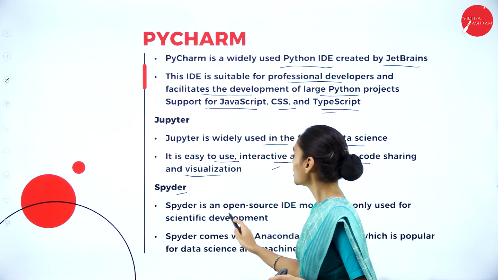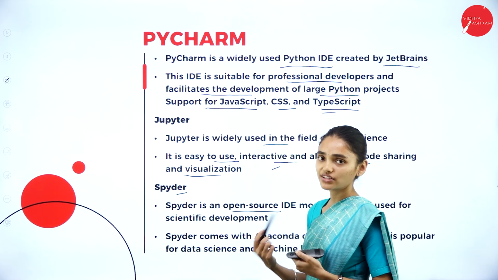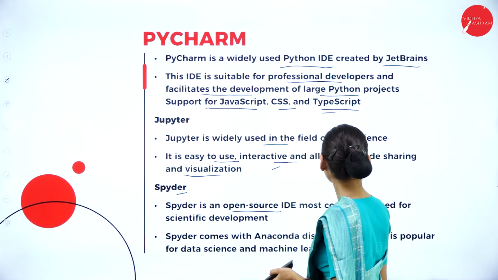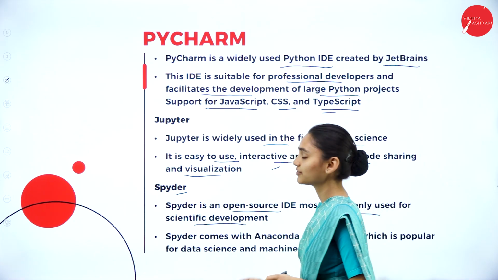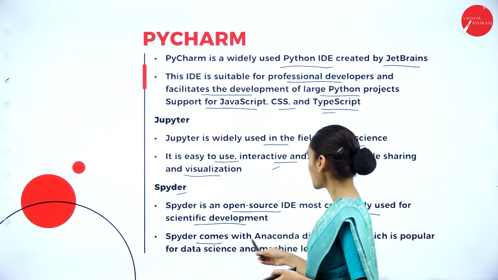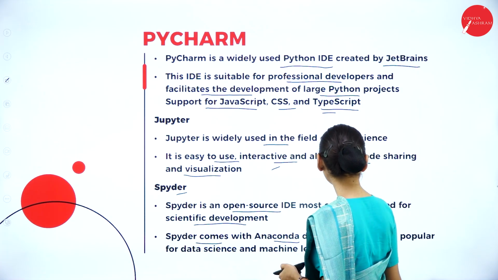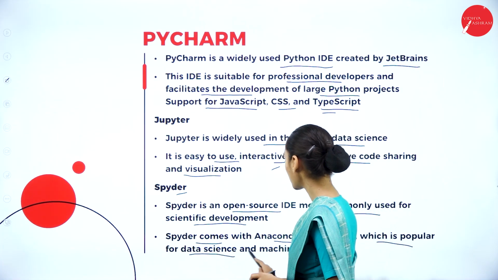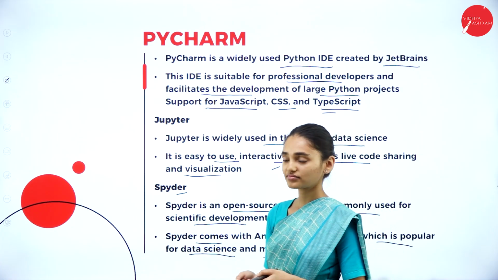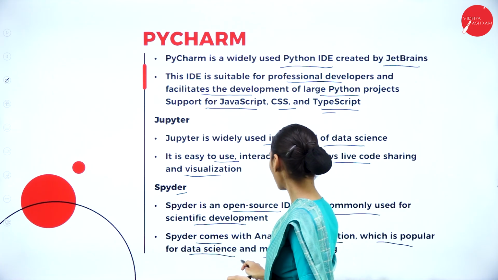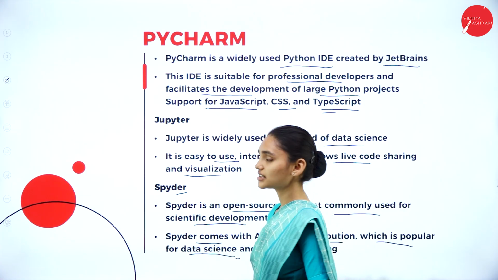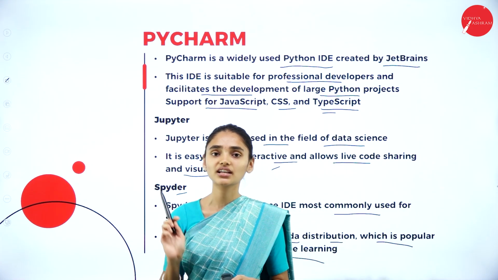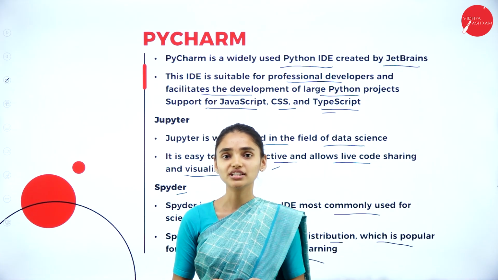Next is Spyder. Spyder is an open source IDE, which means it is free to download, and it is most commonly used for scientific development. Spyder comes with the Anaconda distribution, which is popular for data science and machine learning. So these are the IDEs that are commonly used in Python.